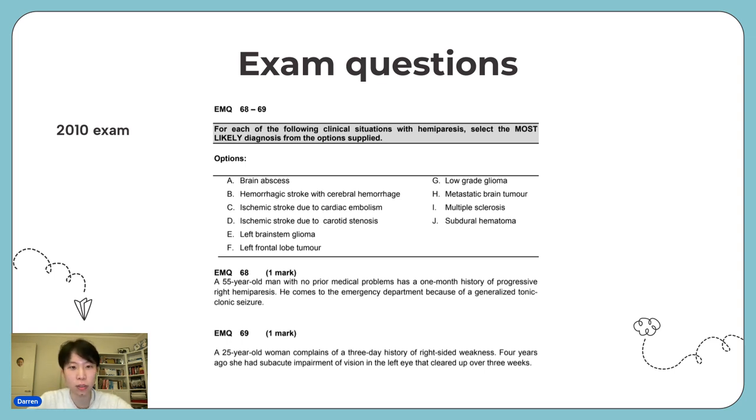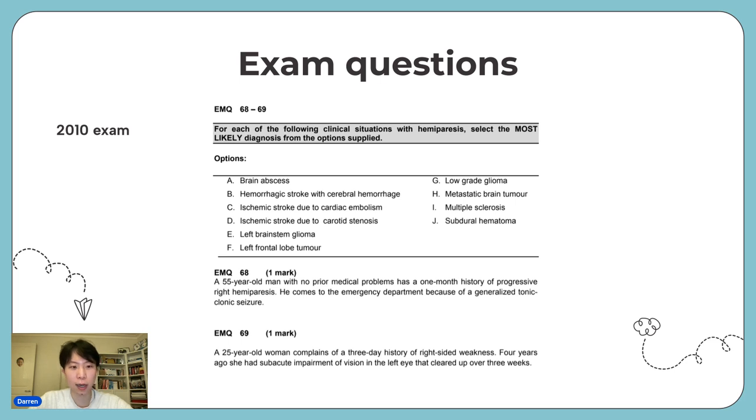I'll look at the answer options. Low-grade glioma, metastatic brain tumor, left brainstem glioma, left frontal lobe tumor. So they've told me it's right hemiparesis, so something on the left side. Probably not brainstem if you're getting tonic-clonic seizures, because that's kind of movement. And also with brainstem, I would expect there to be maybe cranial nerve involvement as well. You don't really get progressive right hemiparesis.